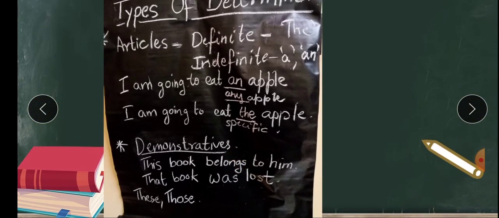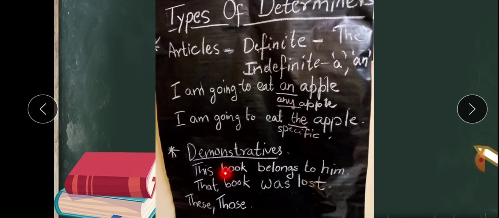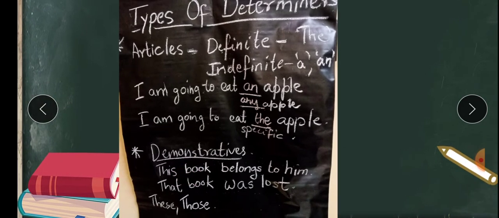Then moving on, the next category of determiners: demonstratives, like this book belongs to him. We are talking about a particular book, which is in our hand. Then that book was lost. If we are talking about something which is far away, or kept some distance away, we will use what? The demonstrative that. The plural form of this is these, and that of that is those.